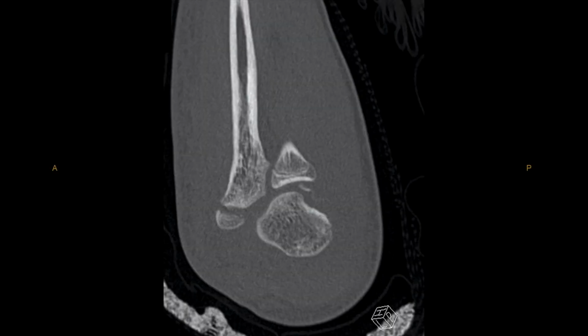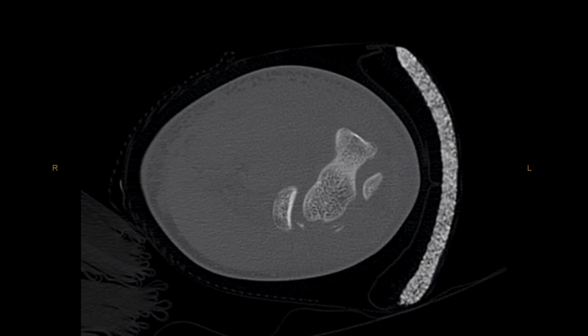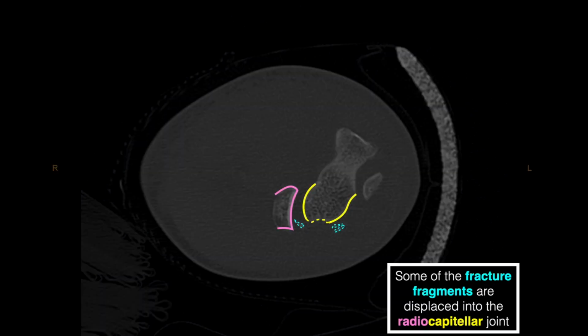Now let's move to another CT slice in a different plane, showing the radius, ulna, and a portion of the humerus. It also shows the avulsion fracture fragment in another orientation. On this slice, we can see that some of the fracture fragments are displaced into the radiocapitellar joint.